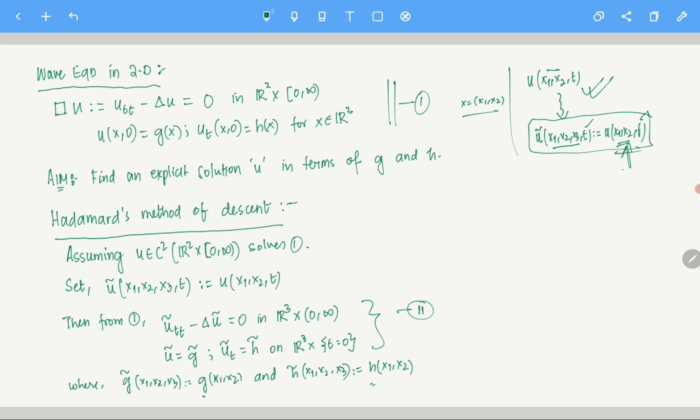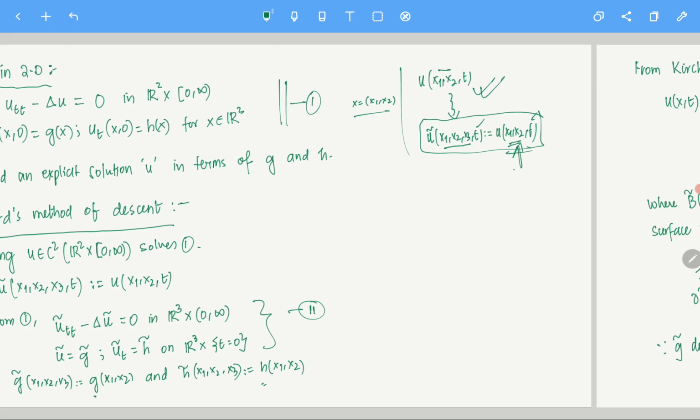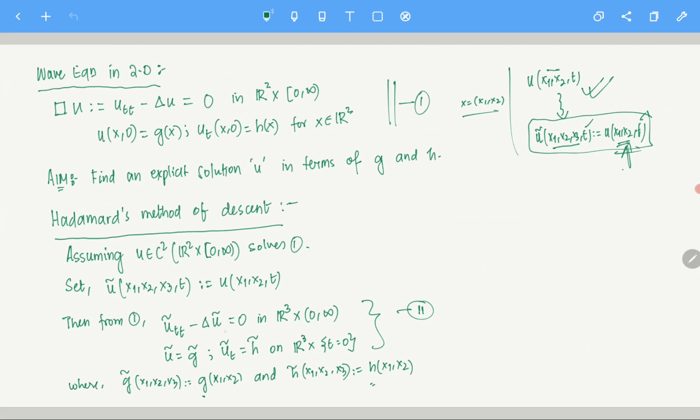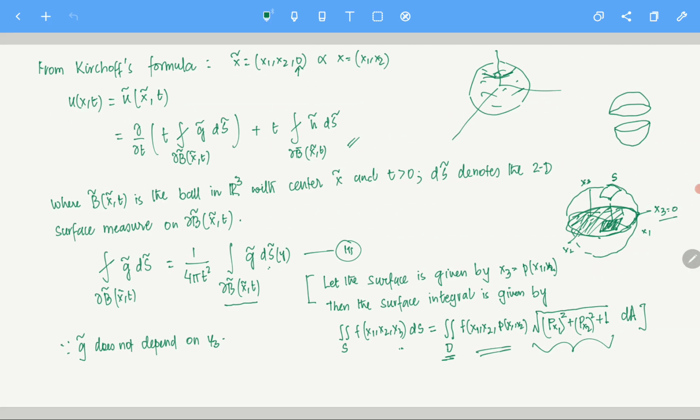Let us assume that there is a solution. If there is a solution, what will it look like? That is our question. So u tilde is given by u. Now this is Hadamard's method of descent. We are using this trick of going from n equals 3 to 2. Once you use that trick, you write this equation in terms of u tilde. You know the formula for it, the formula is given by this. Once you know this, you just calculate what t times the average of g tilde is. For that you need some surface integral.